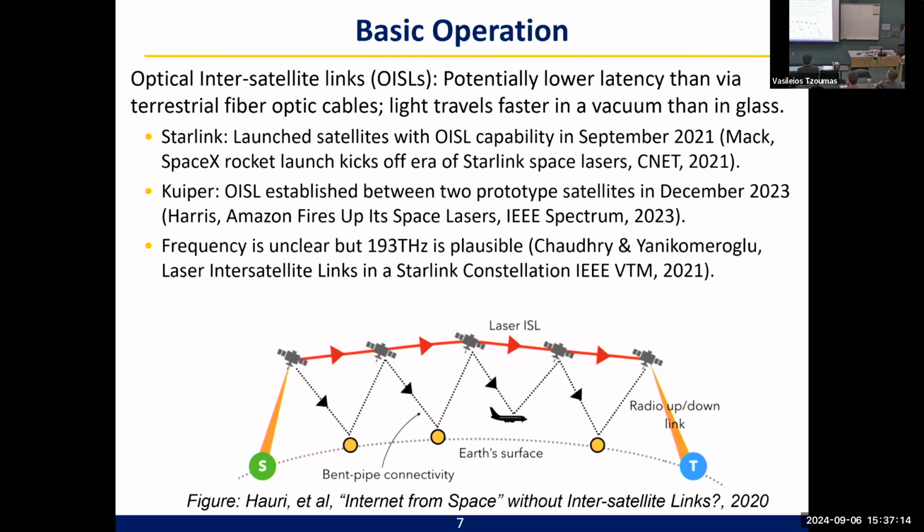Amazon also did a similar prototype test late last year, December 2023, where they did communications between two satellites. The frequency here is unclear. On the previous slide, the frequencies were about 80 gigahertz. This, most people think, is in the terahertz range, hundreds of terahertz. So it's about 1,000 times higher in frequency. That's going to be important in a moment.